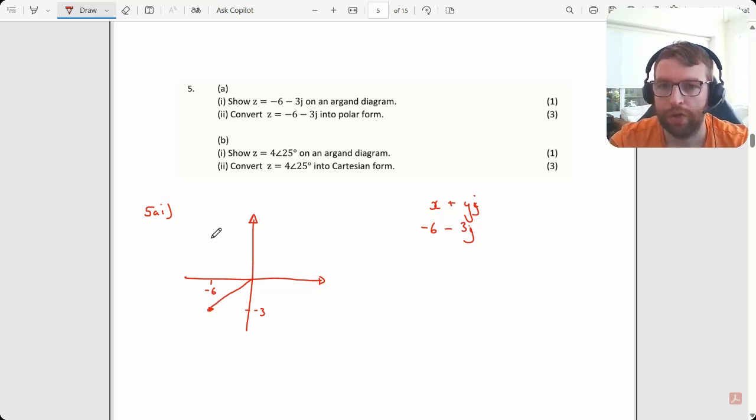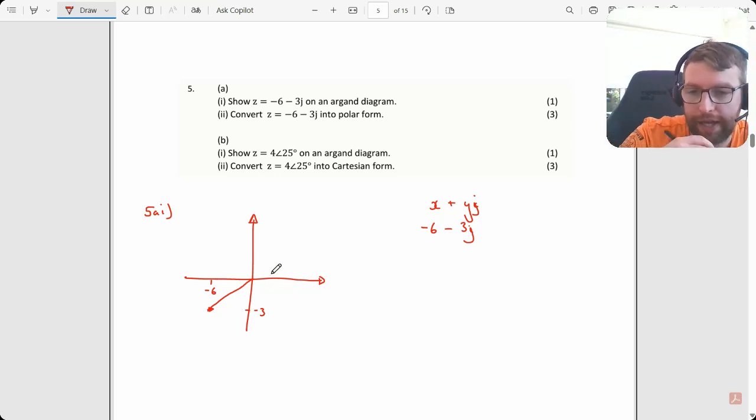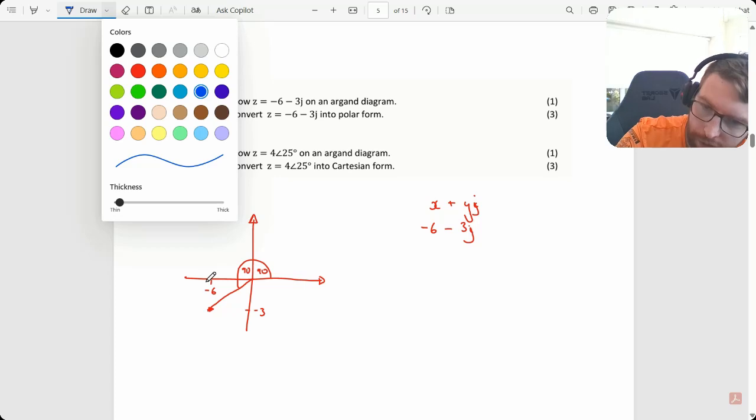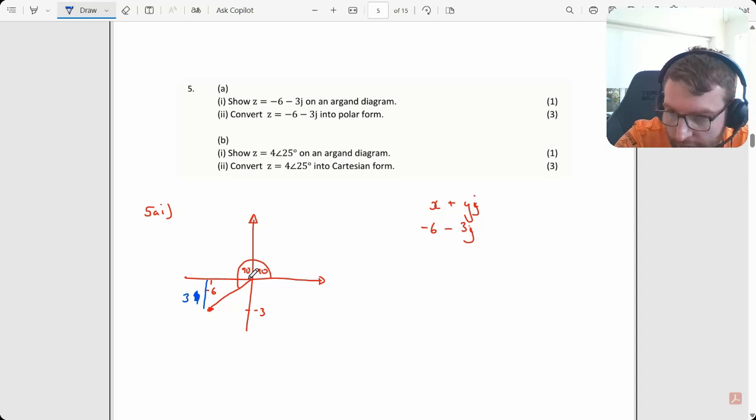Converting it into polar form, it's really helpful to have the diagram, and that's why it's there first. We're going to take this angle here. And to speed it up, this is 180 degrees, this straight line here. So you've got 90 and 90 here. So you just have to work out this angle. And you can do that by using the tangent function. So you've got a height of 3, not 6, 3, and this is a length of 6. So you can use your SOHCAHTOA at that point.